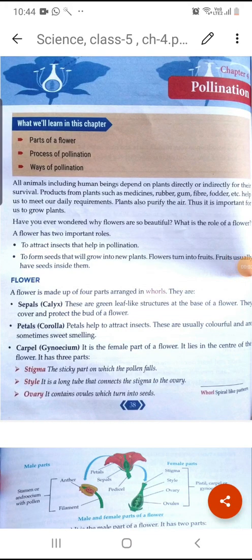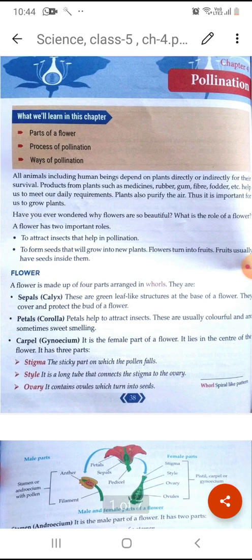So today we are going to start the next chapter, that is pollination. Okay, so for pollination the most important part of the plant that we need is the flower. Okay, so the flower has very important roles. First is to attract insects that help in pollination, and another is to form seeds that will grow into new plants.